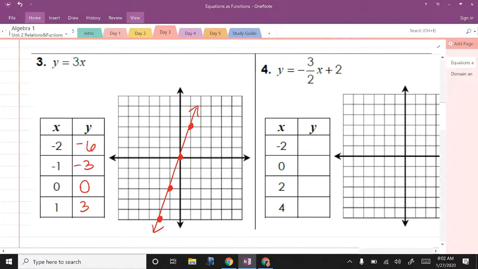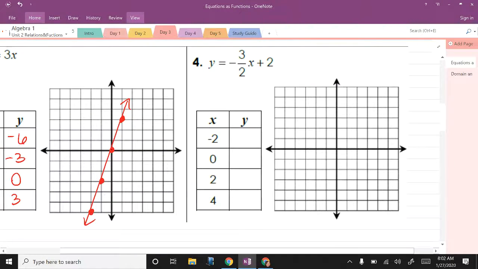Just make sure you put arrows on it. That's a pet peeve of mine. Lines need arrows. They go forever. All right. Any questions on number 3? That one was as simple as it could be, right? All right, number 4.